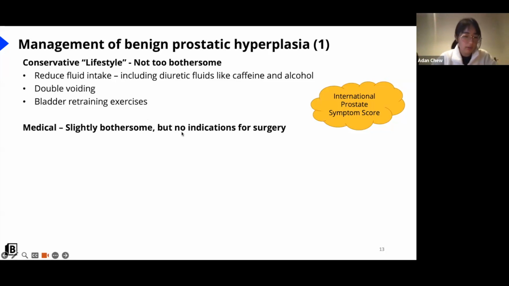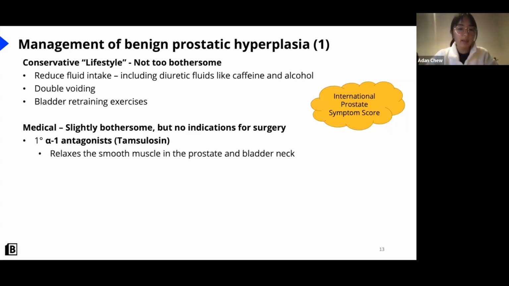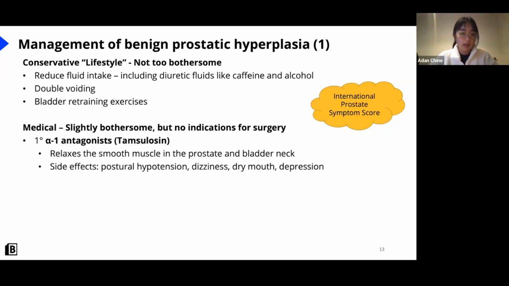Medical management is usually reserved for slightly more bothersome cases, but where there are no indications for surgery, which I'll cover on the next slide. First line, we usually use tamsulosin, which is an alpha-1 antagonist that relaxes the smooth muscle in the prostate and the bladder neck, which alleviates those urinary symptoms. There are also side effects to consider, sometimes postural hypotension, dizziness, dry mouth, depression, which is probably not the best in a very frail elderly person. You wouldn't want to put these side effects on them unless there's a very good benefit to them.